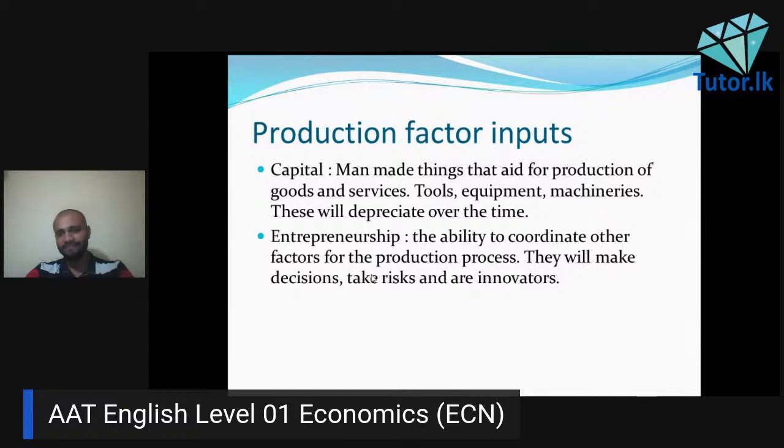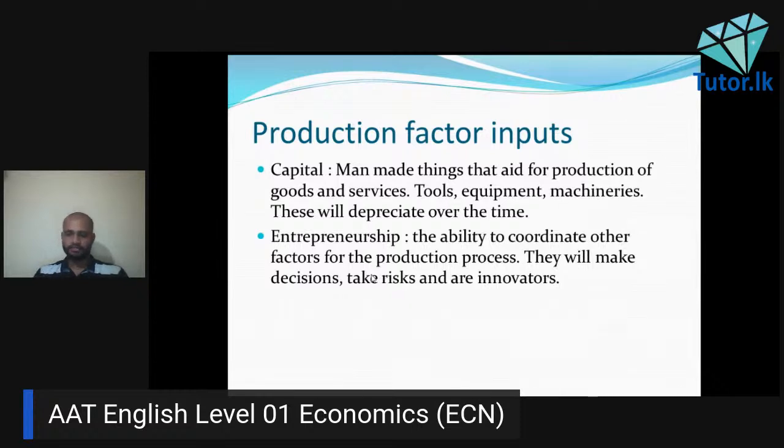If you bought a vehicle for, let's say, 5 million, after 2 years the market value can be somewhere around 4 million. So what's the difference? 1 million. It's the depreciation of the value. So for capital, you need to understand that since these are man-made, they will depreciate over time.